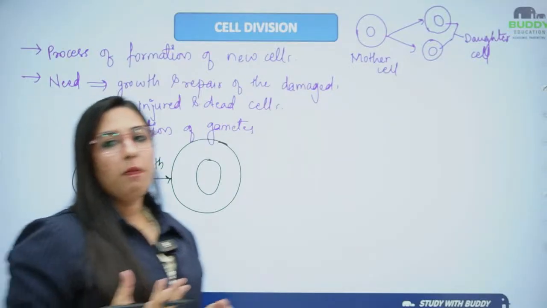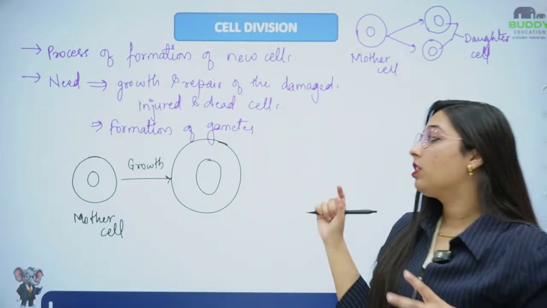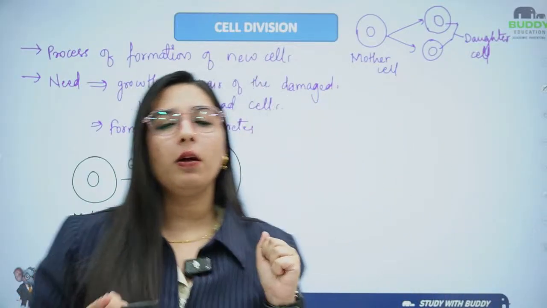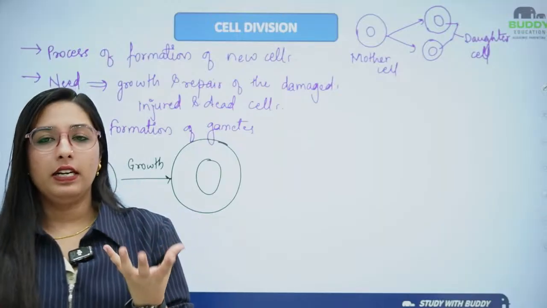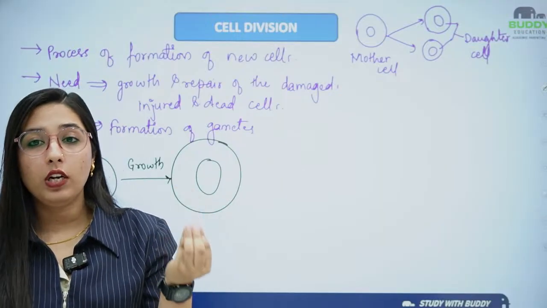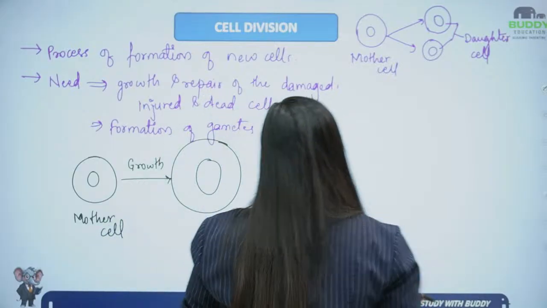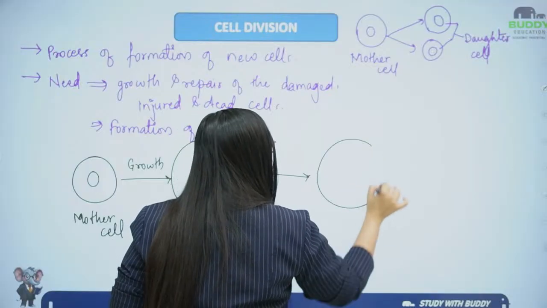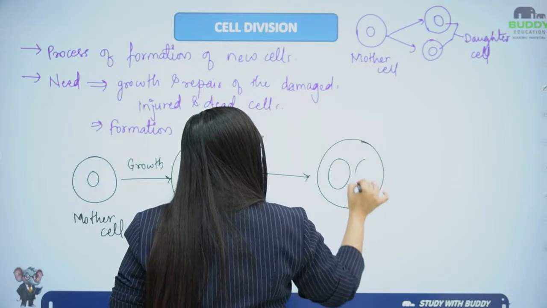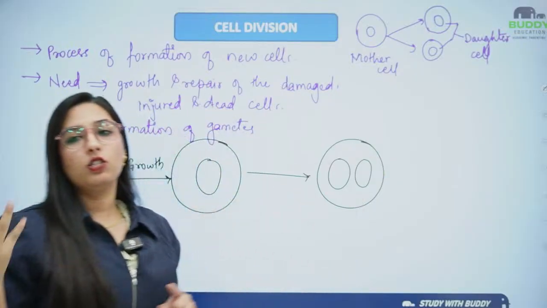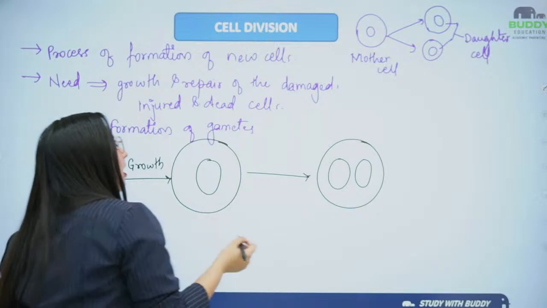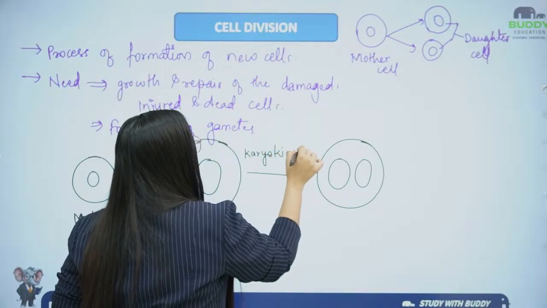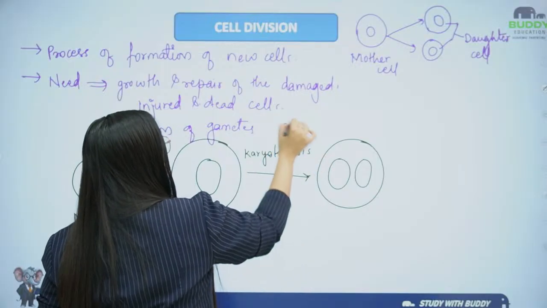Now, what will happen next? The first step of cell division starts with karyokinesis. The process of cell division starts with the division of the nucleus, which is known as karyokinesis. That means one cell will have two nuclei. This is the process of division of the nucleus. This is our first step, karyokinesis.